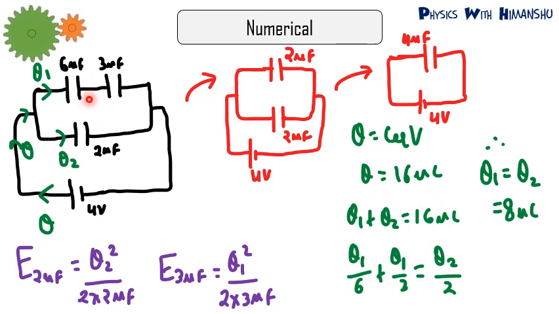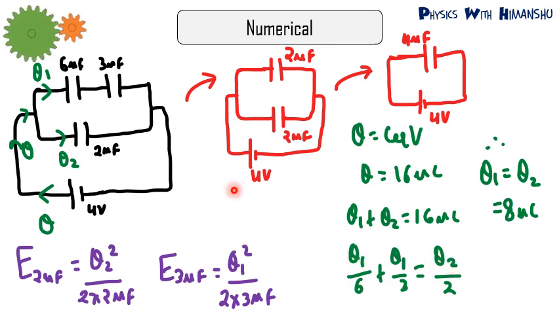Now the upper branch and lower branch are in parallel. So both will have same potential difference. So from here to here, in 6 microfarad, the potential drop will be Q1 by 6 because V is Q by C. And in 3 microfarad, the potential will be Q1 by 3. In the lower branch, the potential difference will be Q2 by 2. So solving these two equations, you will get value of Q1 and value of Q2.